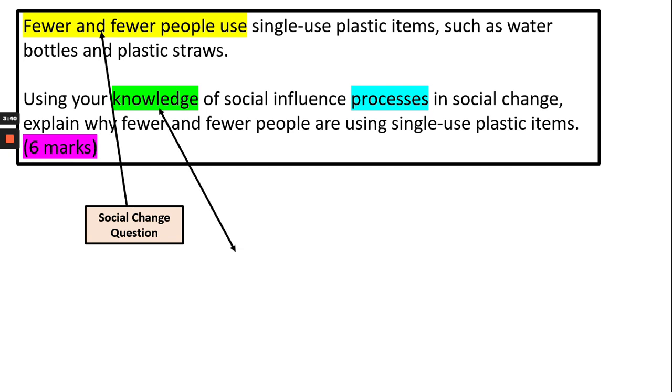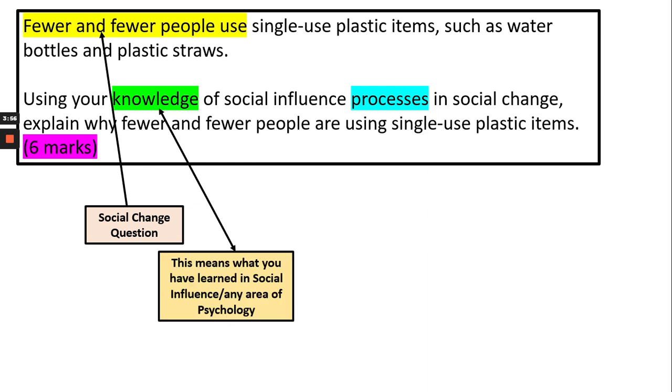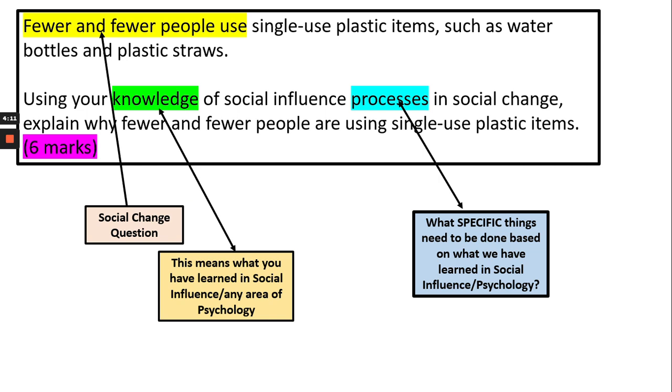Now, a lot of psychology questions ask you about knowledge. They're not interested in what you know, they're interested in what psychology has said: things like theories, things like research, what have they told us? That's what they mean by knowledge. This means what you've learned in social influence, or any area of psychology for that matter, but because we're doing social influence, it makes sense that we focus on social influence. And then we have processes. What does processes mean? What specific things need to be done based on what we have learned in social influence, or what specific things have happened.